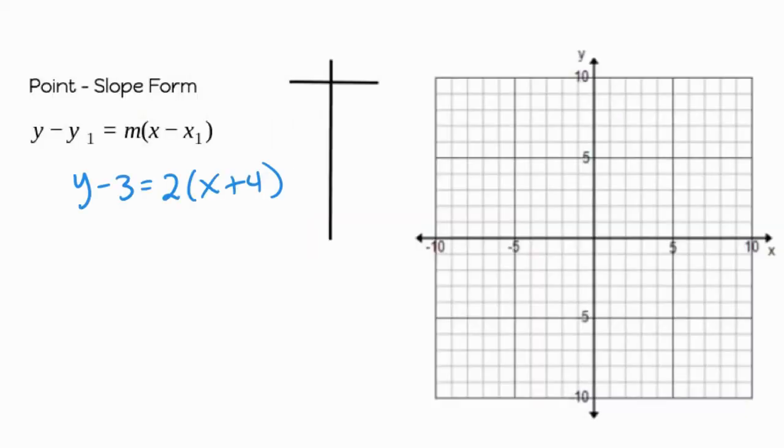So let's look at an example of the point slope form. So I have here y minus 3 equals 2 times x plus 4. Now, again, looking closely at this and looking at what we've done here, we have a slope of 2. That's quite obvious.